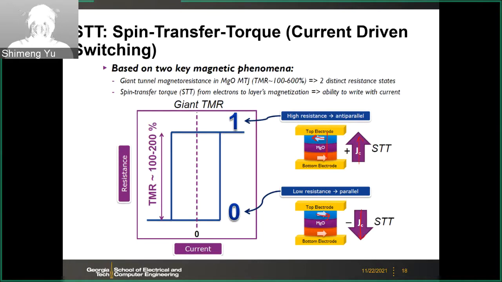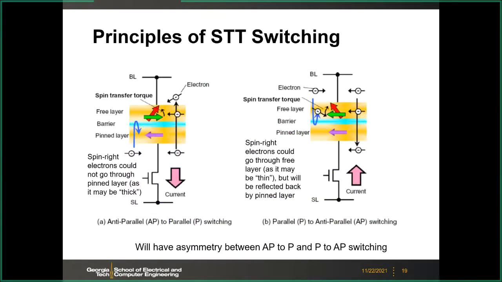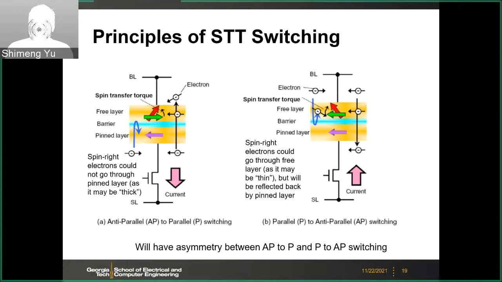So it's very efficient in terms of switching. And let's spend some time to understand the principle of the STT switching. It's a little bit tricky. This depends on the spin-dependent quantum tunneling, as we discussed earlier.